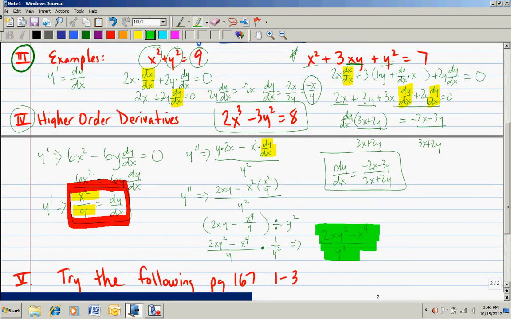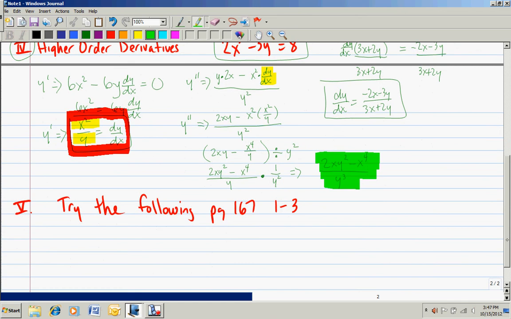Okay, implicit differentiation. A couple good examples there. At this point, I'd like you to try from page 167, problems 1 to 3.